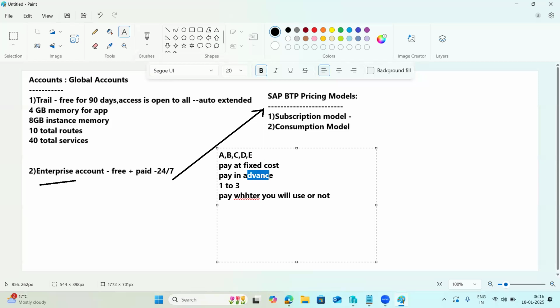You have to pay in advance. The license term is 1 to 3 years. So you have to pay whether you use it or not, we have to pay for that here.